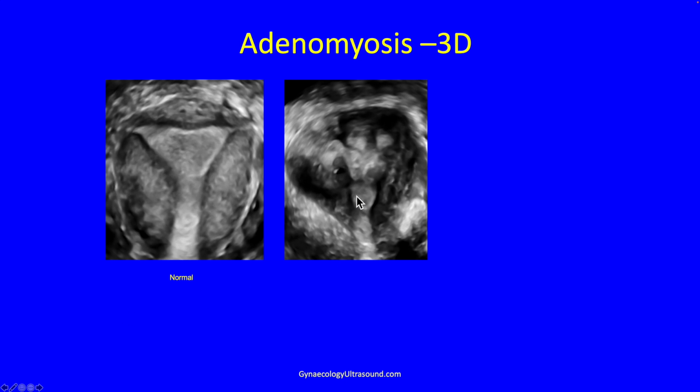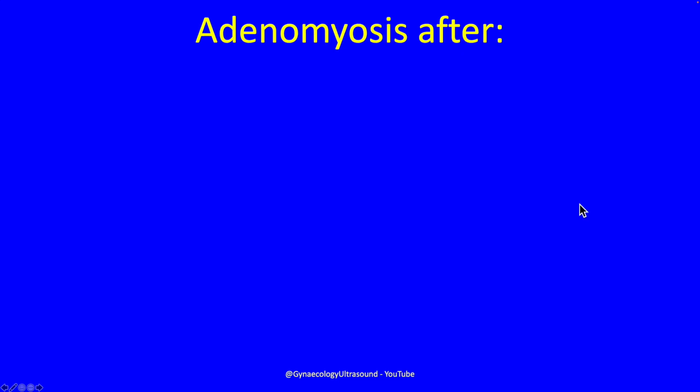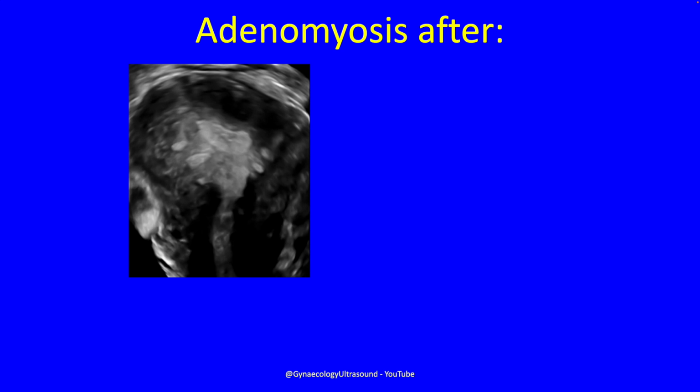On 3D, I just wanted to remind you that's the normal, and we can see the normal junctional zone here. But on 3D, in that last case, you can see that the endometrium has invaded the myometrium, and you can see that there are myometrial cysts in the myometrium as well. And sometimes you see adenomyosis after septal surgery. So this was a congenitally abnormal uterus where the patient had a septum removed and she's ended up with adenomyosis.